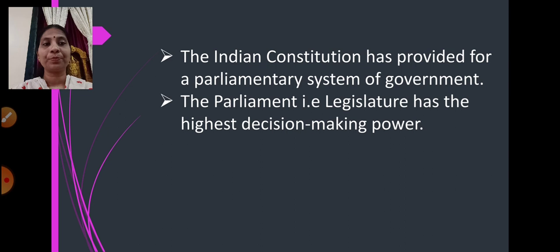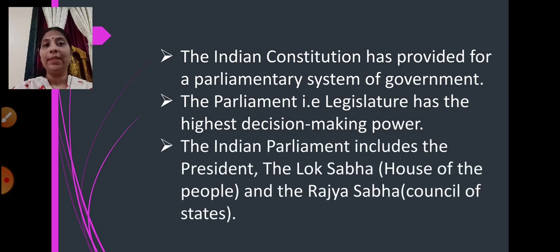So what does the Indian Parliament include? The Indian Parliament includes the President, the Lok Sabha, that is the House of the People, and the Rajya Sabha, that is the Council of the States. Since laws are being made, the people's representatives are there in the Parliament. The first citizen of our country, the President, is there in the Indian Parliament. Then we have the Lok Sabha, the House of the People, where representatives are elected on behalf of the people. And the Rajya Sabha, the Council of the States, has people from different states.